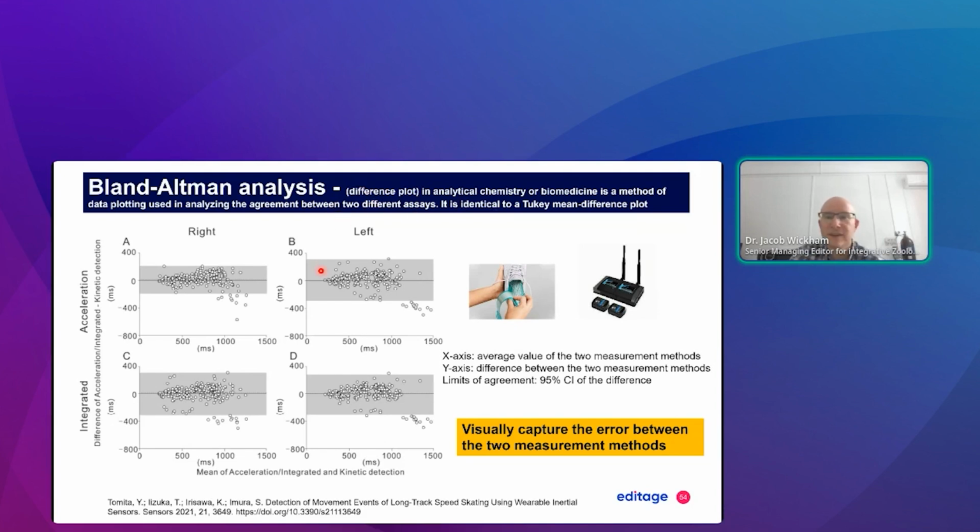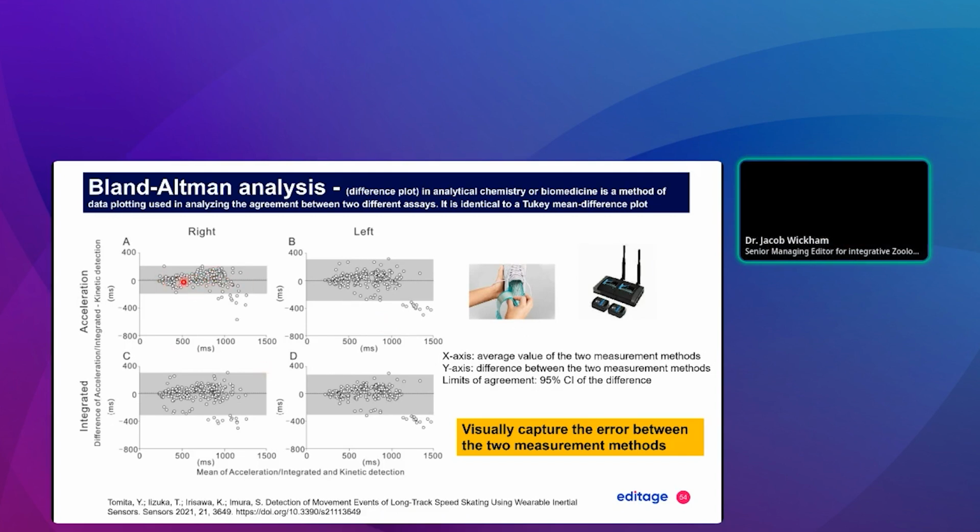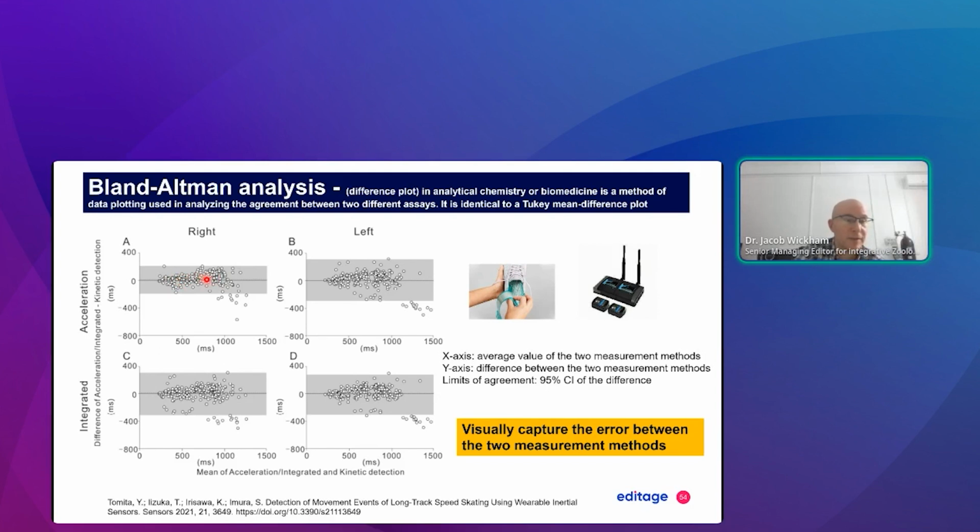So basically, this is sample data from two different measurement methods on the x-axis. And here they're looking at detection and movement of events in speed skating, in the left and the right shoe of speed skaters. And these are really good data because this is a plot of the difference between the two measurement methods.